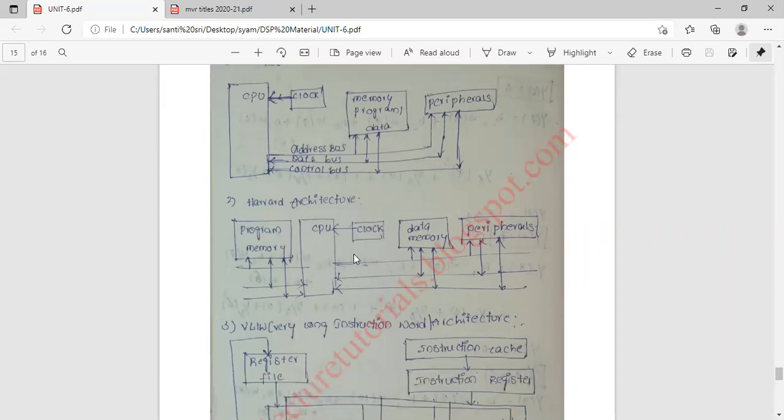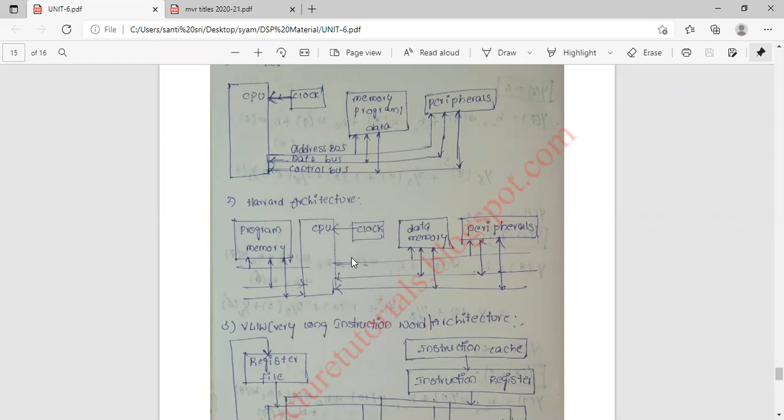Next, coming to the Harvard architecture. Here program memory and data memory are there, and the central processing unit is there. It is connected with one clock pulse, and finally peripherals are there. All are connected with the CPU.